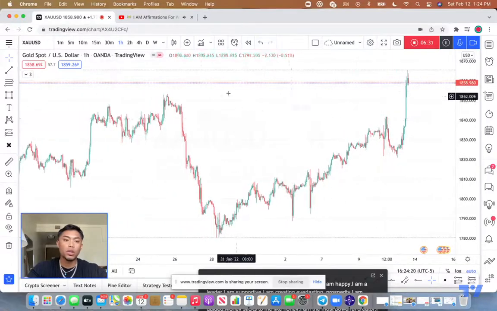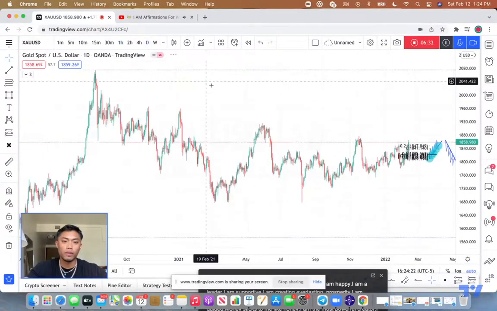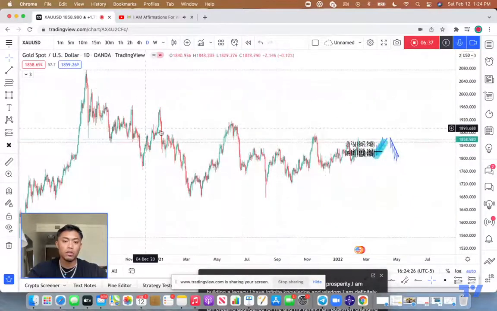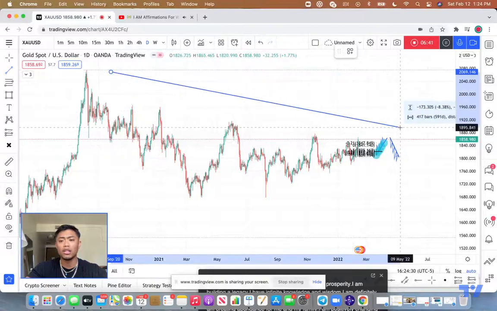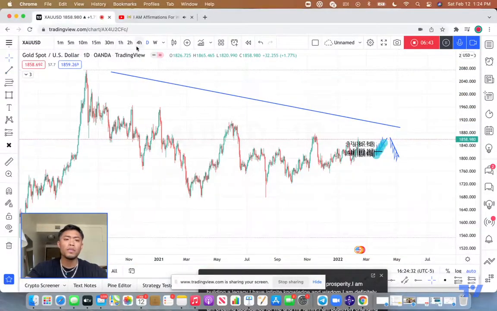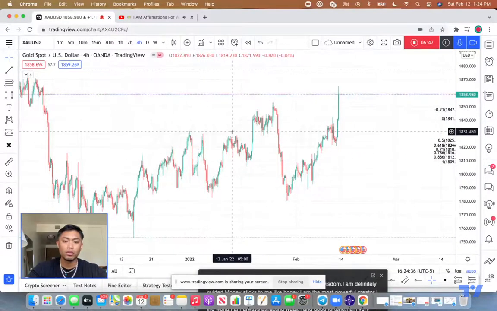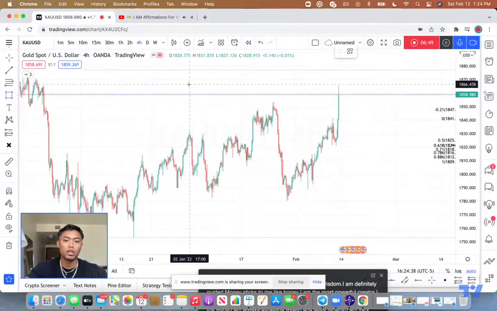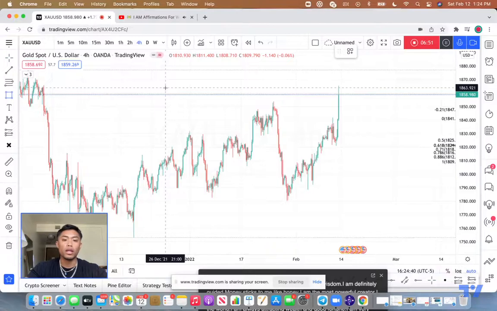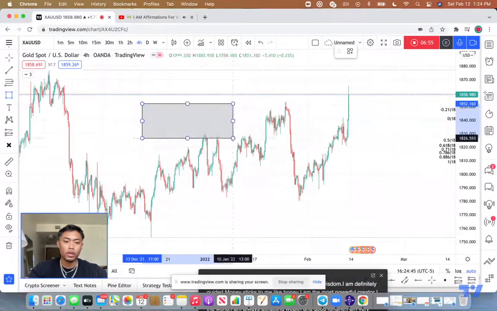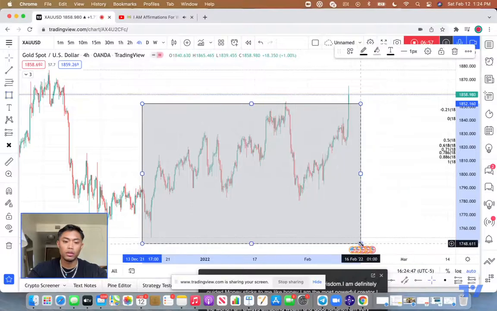Now, let me just go ahead and rewind back. Let me just go to daily. Okay, so on daily, we see that it's moving sideways right now, but it looks like it's actually going on the downside a little bit more than sideways. But let's go ahead and look at it in 4 hours. Now, looking at this, I'm going to draw this box up just so you guys know what area I'm looking at. So I'm looking at this whole area right here.